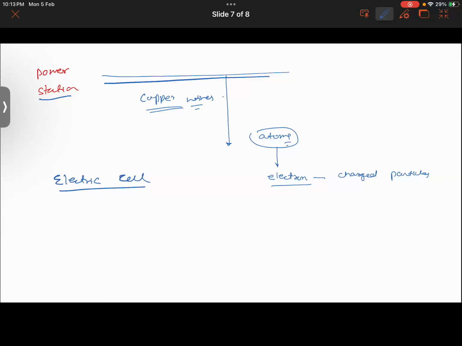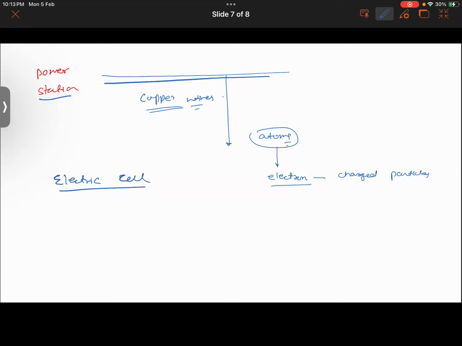Sir, an electric cell is an object which is filled with electrical energy. Chemicals are there, correct. Okay? So electric cells are basically a source of electricity.